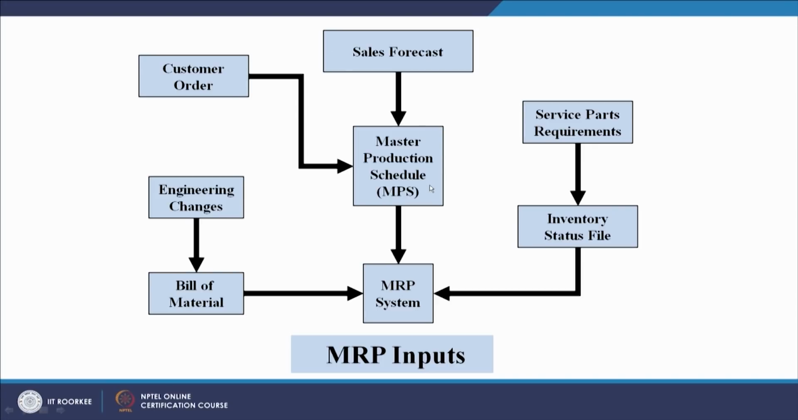So the master production schedule will have the input of how many units have to be produced, and therefore I have highlighted this point earlier also, that all the things that we are discussing in operations management are interrelated to each other. How are these interrelated?